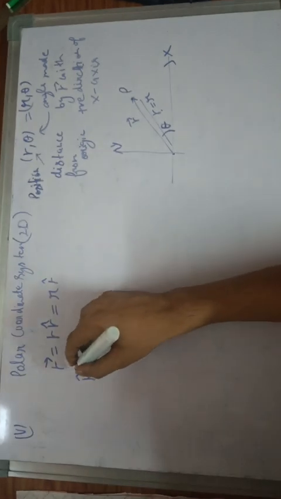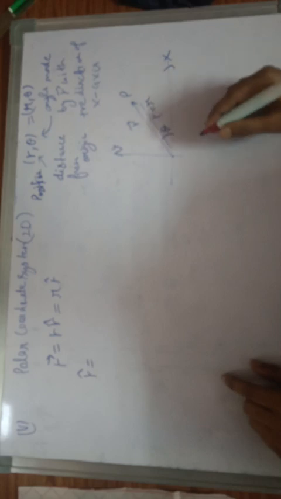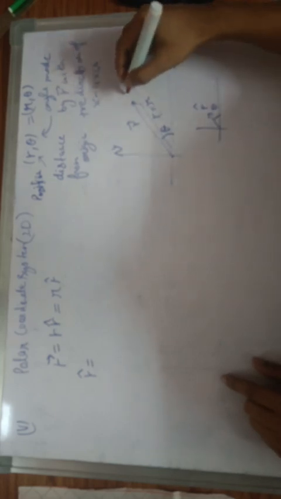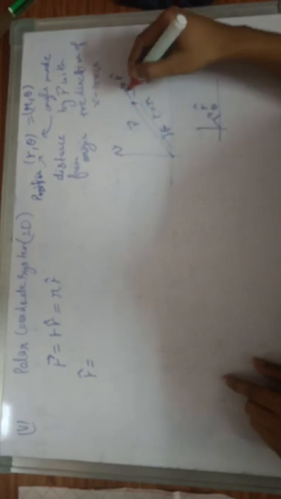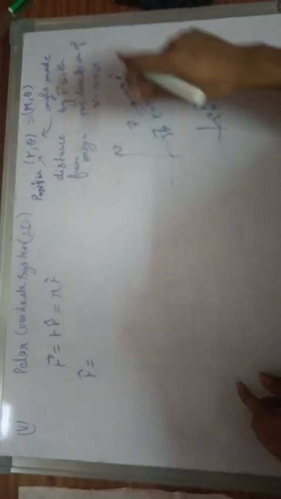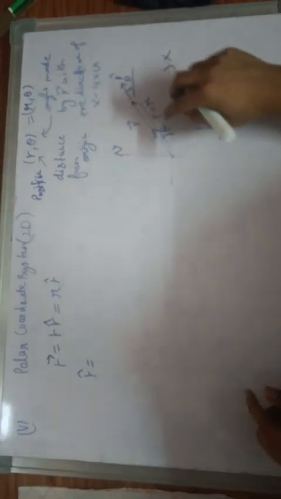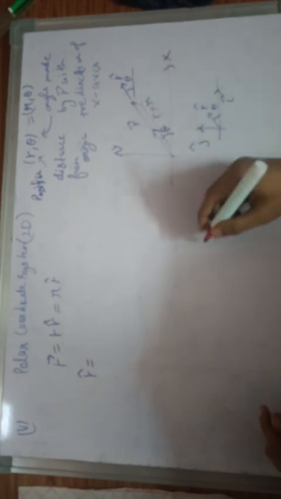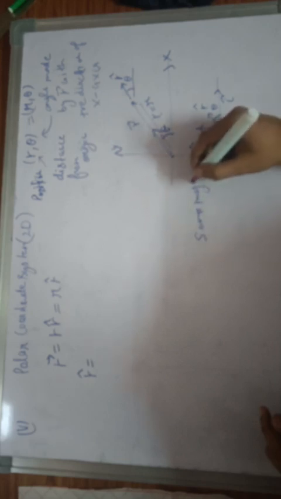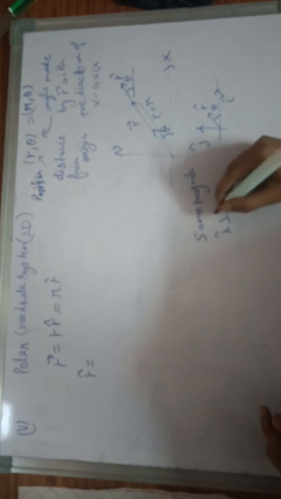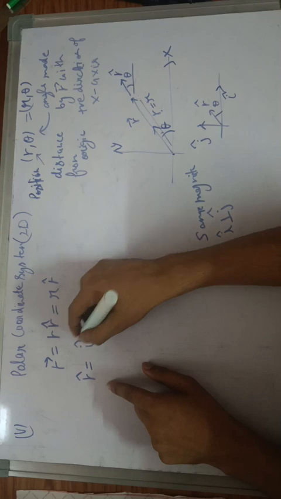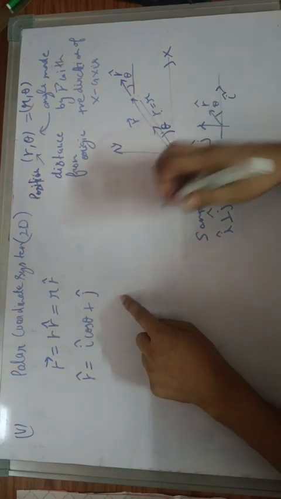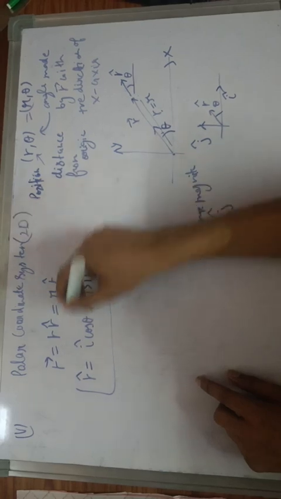Now how to write the r cap unit vector? We know that if there is a unit vector r cap making theta angle, the r cap vector and r vector are in the same direction, so this will also make theta angle with the x-axis. Let's say this is i cap, this is j cap. All these are of the same magnitude, and i cap is perpendicular to j cap. So I can write r cap as i cap cos theta plus j cap cos(90 minus theta), which is sin theta. So this is how I can write the r cap vector.